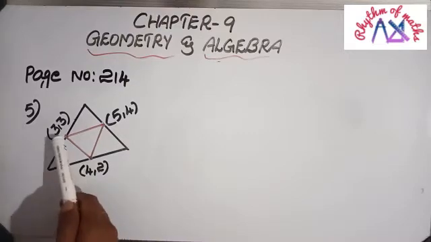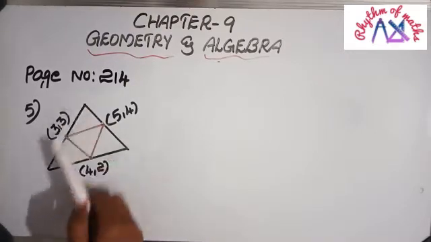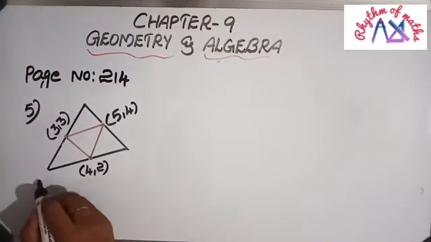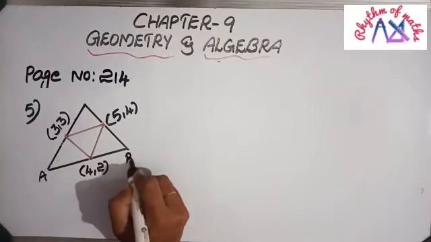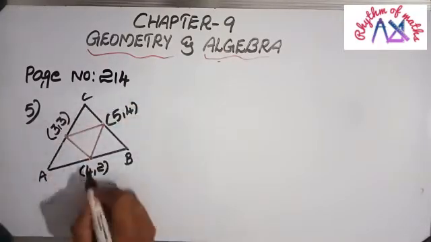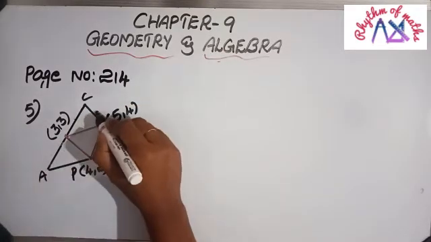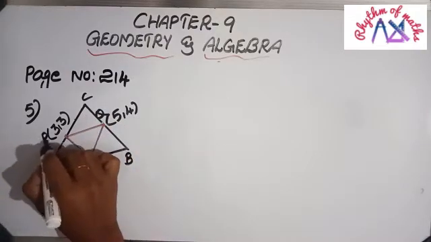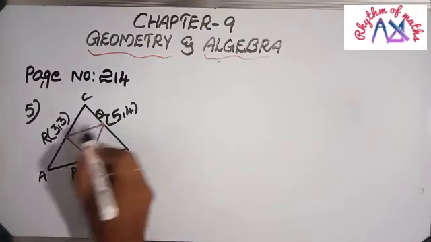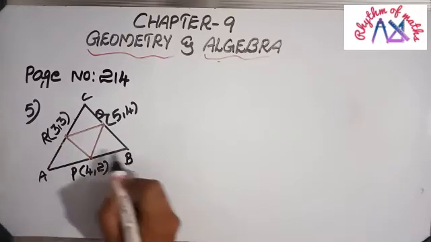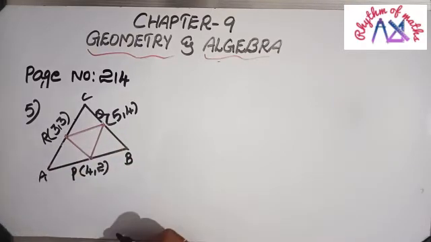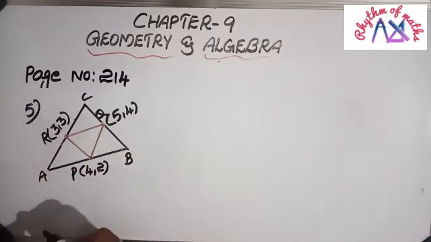Okay, that means these 3 points are midpoints of 3 sides. Let's mark the points as A, B and C, and these points as P, Q and R. Okay, P, Q, R are midpoints of AB, BC and AC. We have to find the coordinates of the large triangle.